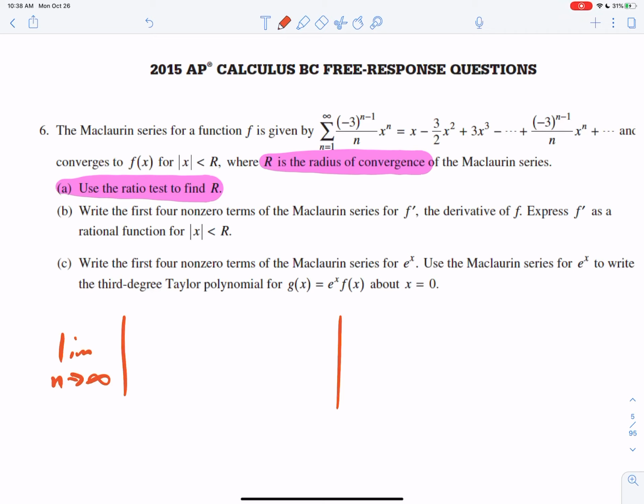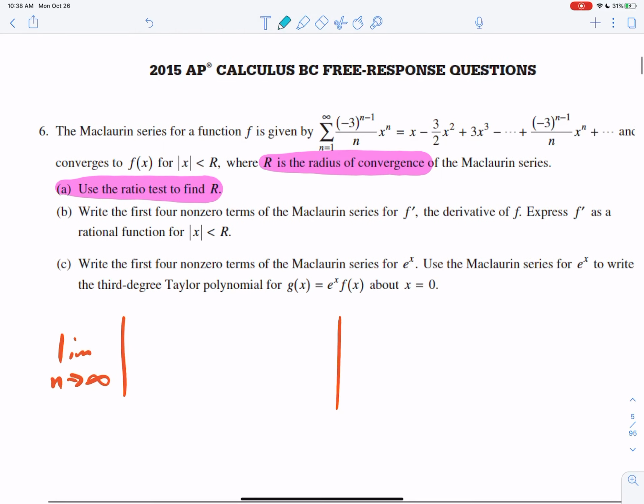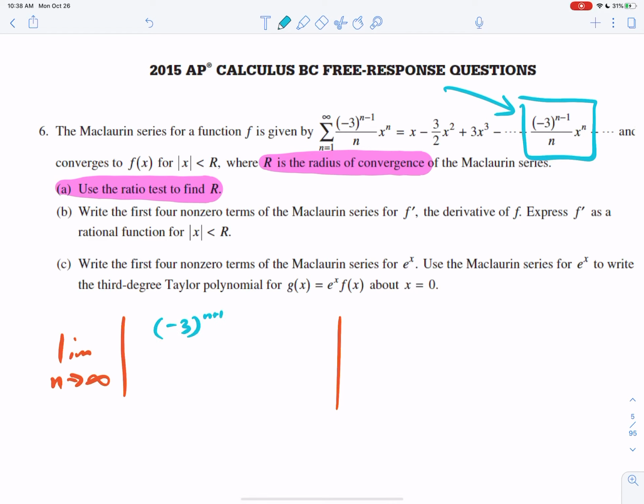If you forget the absolute value, you're not going to have an interval. Okay? It's needed. Here's a refresher, it's going to be the a sub n plus 1 term. So here's your general term right here in blue. So it's going to be -3 to the n plus 1 minus 1 times x to the n plus 1 all over n plus 1. And we're going to divide that by the a sub n term, which is just what it was originally.